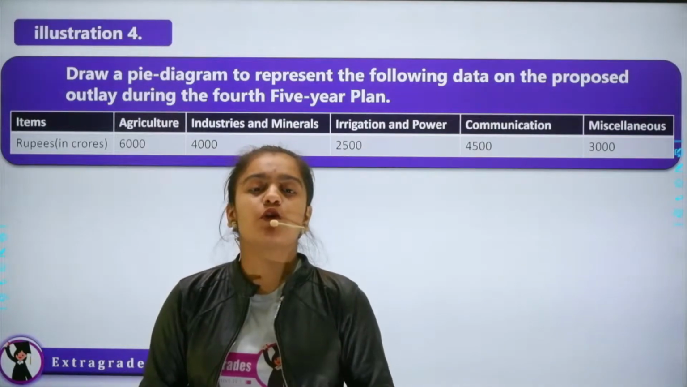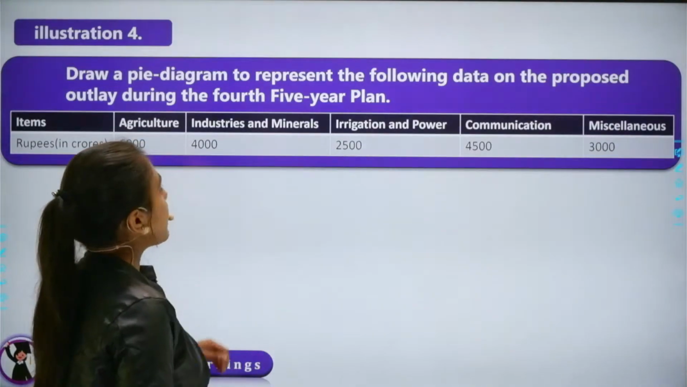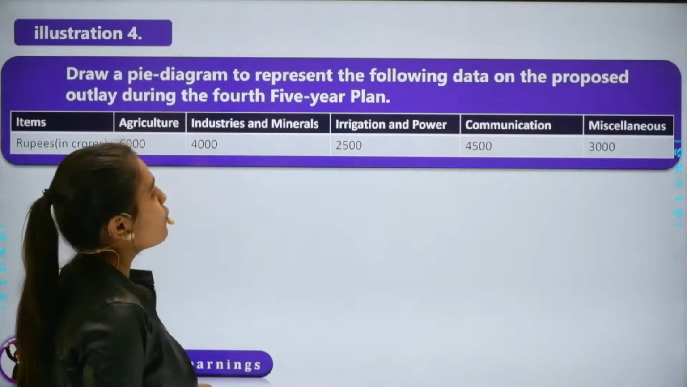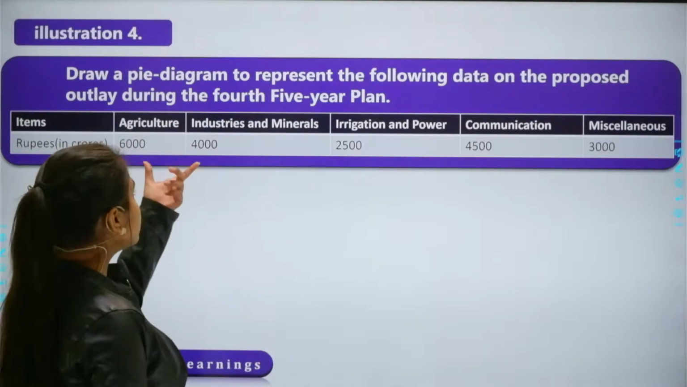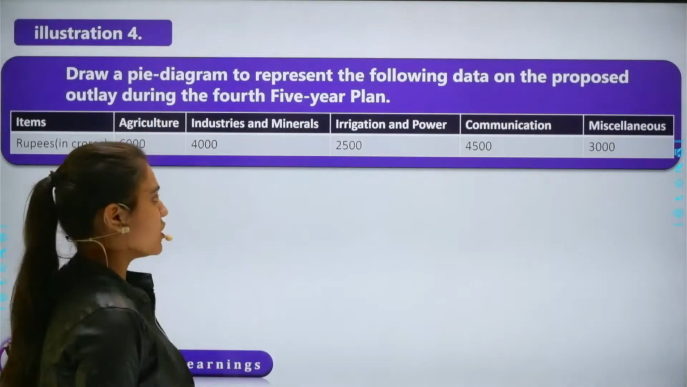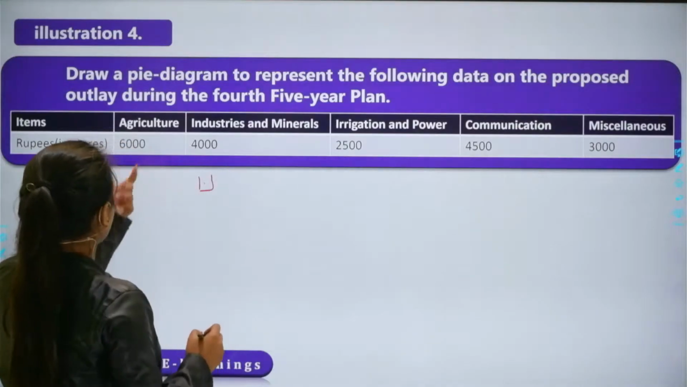Now let's move on to the next illustration. The next illustration says, draw a pie diagram to represent the following data on the proposed outlay during the fourth five-year plan. The data is already given, we have to represent it in the form of a pie chart. As we have done in the other cases also, first of all taking agriculture.